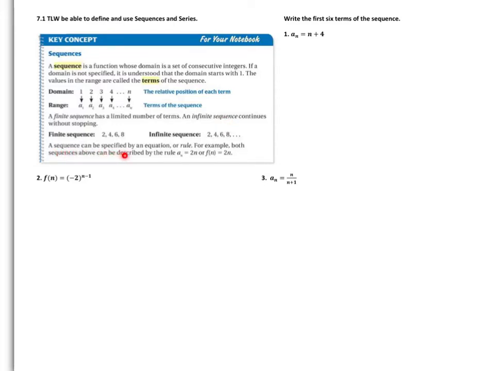A sequence can be specified by an equation or rule. For example, both sequences above can be described by the rule a sub n equals 2n, or f of n equals 2n. So a sub n and f of n mean the same thing. Okay? So it says write the first 6 terms of the sequence. That is what we need to do.